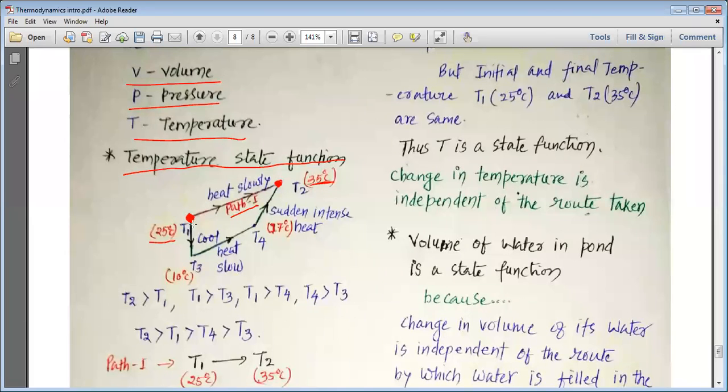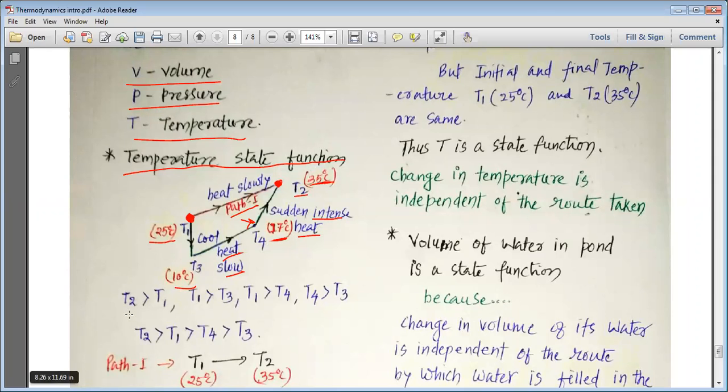But now suppose you choose another pathway. At T1, at 25 degrees centigrade, you cool the system. So the temperature of the system goes lower and it becomes 10 degrees centigrade. Then you heat it slowly, gently, and let it go to the temperature T4, which is 17 degrees centigrade. And from 17 degrees centigrade, you start heating it and provide intense heat. Then the temperature suddenly rises, and you can see the slope is even steeper. With the steep slope, it goes from T4 to T2, that is 17 degrees centigrade to 35 degrees centigrade.